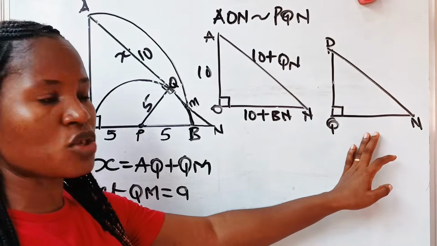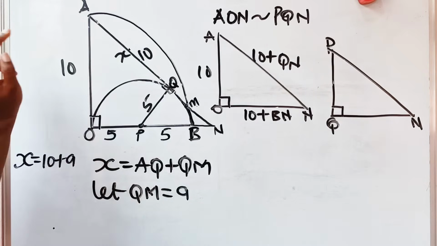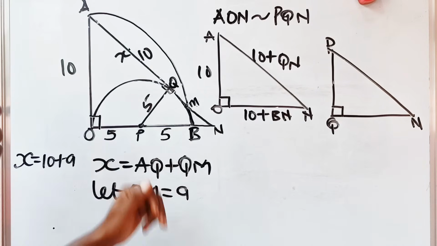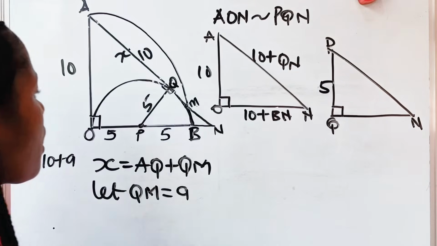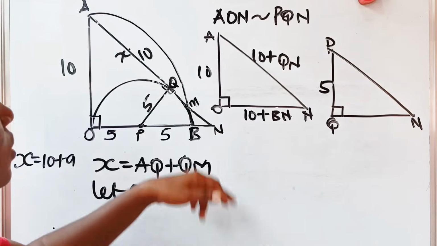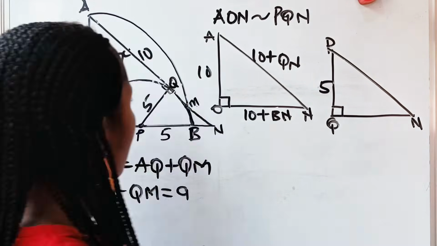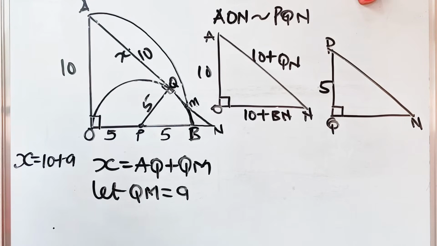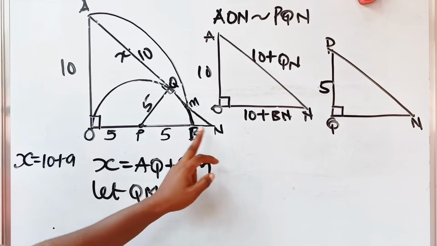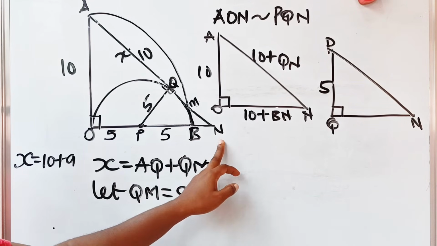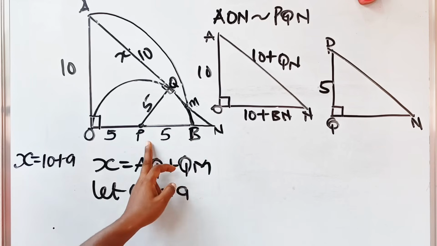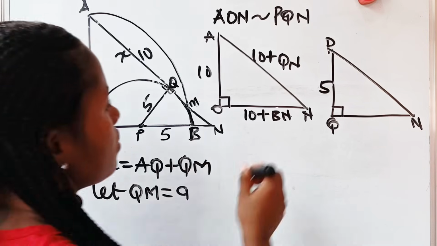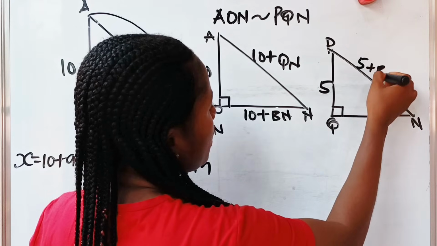Let's go to the second triangle. PQ is 5. QN is unknown, we don't know it. PN is the same thing as 5 plus BN. PN is 5 plus this BN. So we have 5 plus BN.